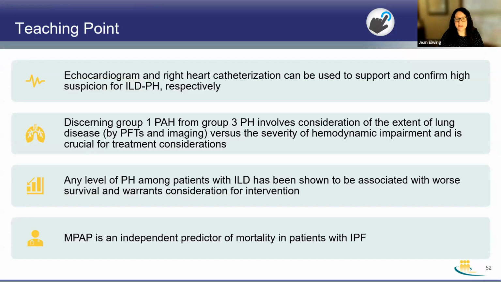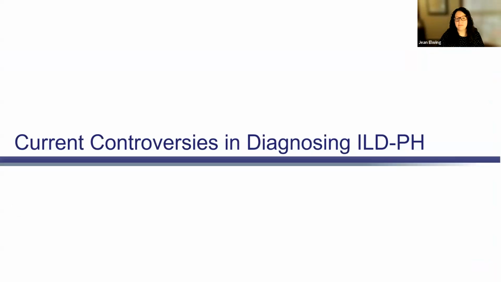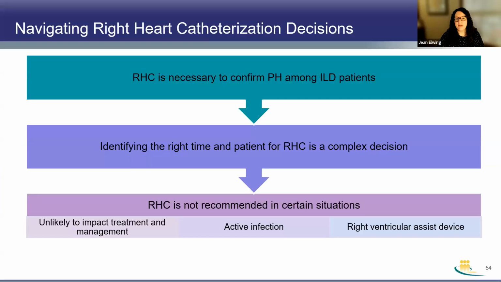And any level of pulmonary hypertension in the setting of ILD is important. It portends a poor prognosis and should be identified and discussed with the patient, and then offered therapies if indicated. There are some controversies, though. When to do testing, how many tests to do, and when not to do testing.